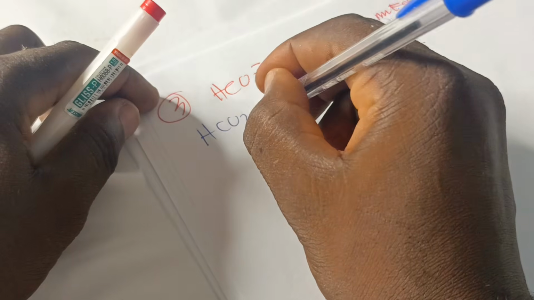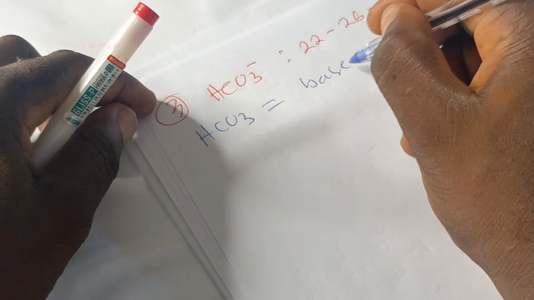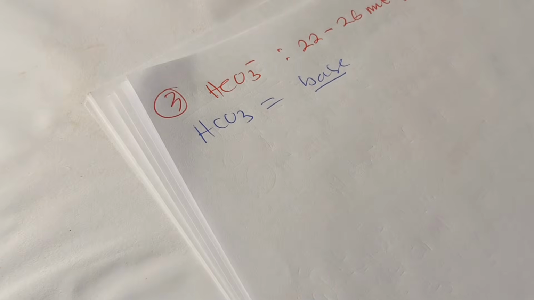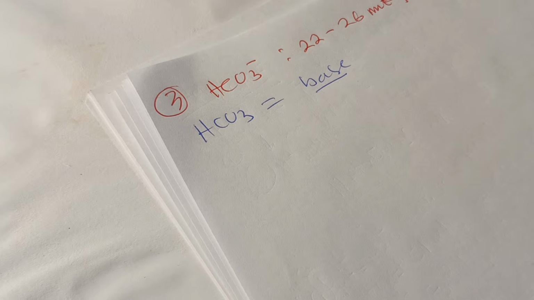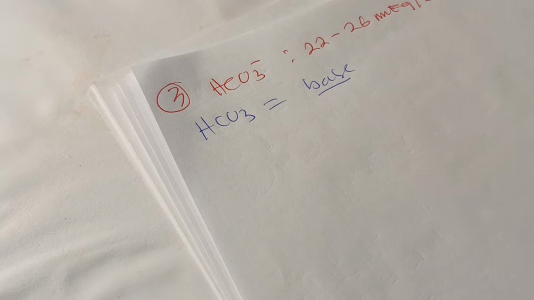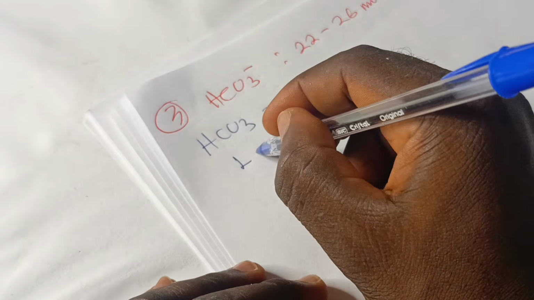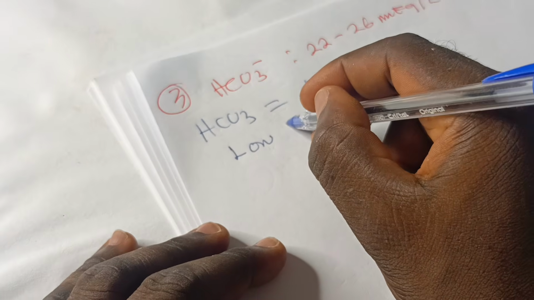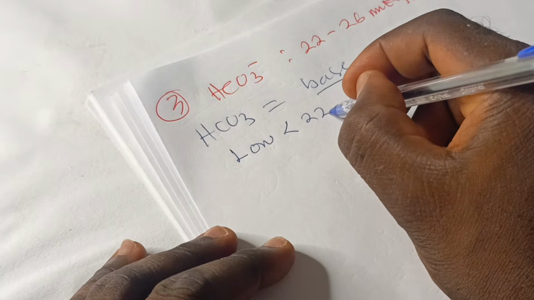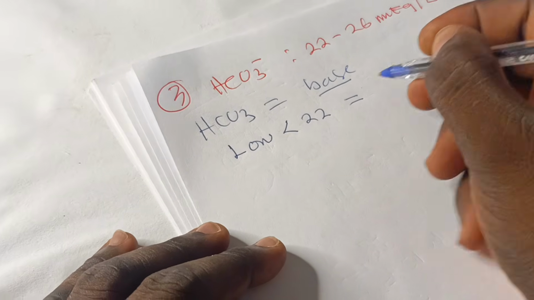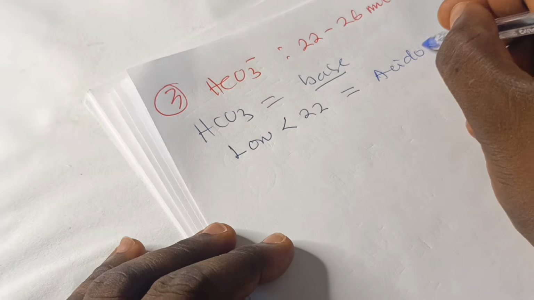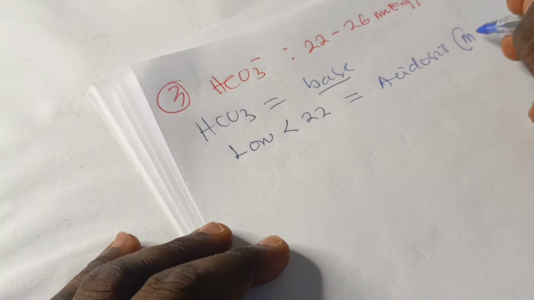Okay. So this is the thing. This guy is a base. So more of it will cause alkaline, and less amount of it will cause acid. All right. So just know that if it's less than 22, are you getting the point? This will cause acidosis. But this acidosis is metabolic.